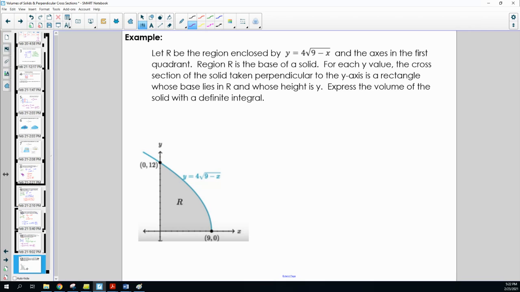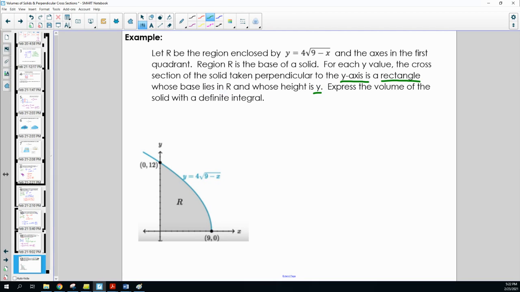Oops. So let's look at this last example here. So now we're going to look at it going the other way. So here we have R is the region enclosed by y equals 4 square root of 9 minus x and the x-axis in the first quadrant. Region R is the base of a solid. For each y value, the cross-section of the solid taken perpendicular to the y-axis is a rectangle whose base lies in R and whose height is y.